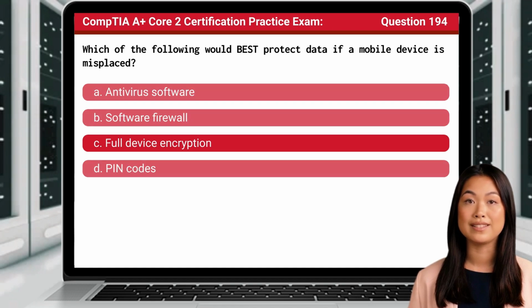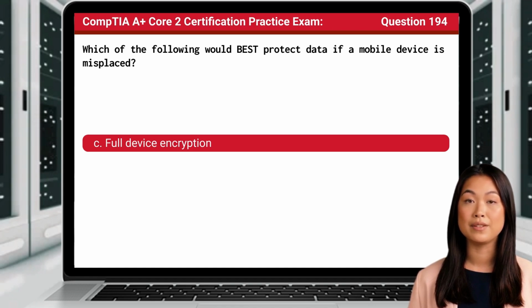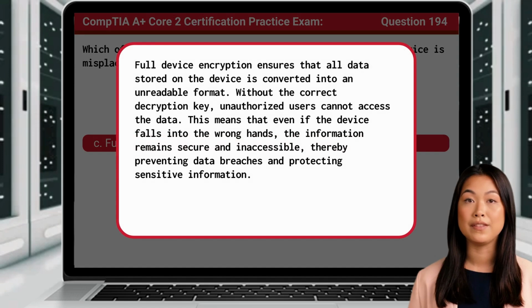The answer is C. Full device encryption. Full device encryption ensures that all data stored on the device is converted into an unreadable format. Without the correct decryption key, unauthorized users cannot access the data. This means that even if the device falls into the wrong hands, the information remains secure and inaccessible, thereby preventing data breaches and protecting sensitive information.